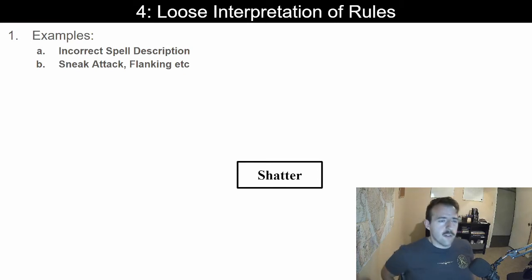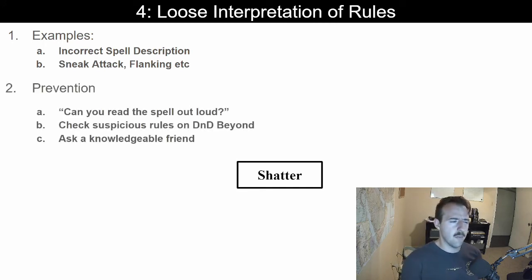Next one is loose interpretations of rules. One example of this would be incorrect spell descriptions or wordings, or different, incorrect ways of reading how special abilities like sneak attack or flanking work. So a way to prevent this is just ask the player, hey, can you read that spell out loud? I don't know how it works. Or, hey, that sounds really strong. Can you read that out loud?